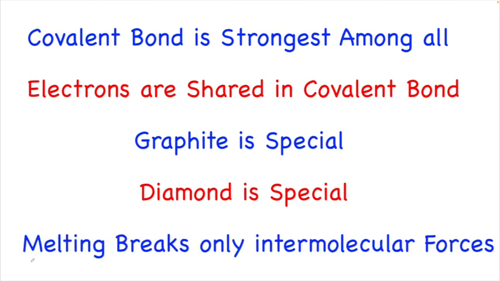Finally, when we apply heat to covalently bonded materials, most of them melt. But this melting does not break the covalent bonds between the atoms inside the molecule. The heat only breaks the intermolecular forces, the weak attraction between different molecules, allowing them to move freely. So remember, melting does not mean breaking covalent bonds. It only means breaking the weaker bonds between molecules, while the strong covalent bonds inside each molecule remain intact.